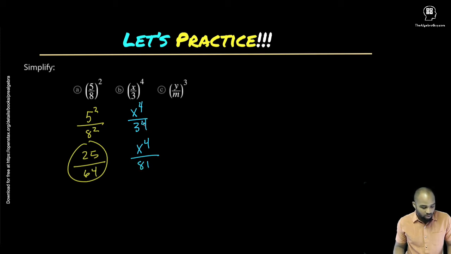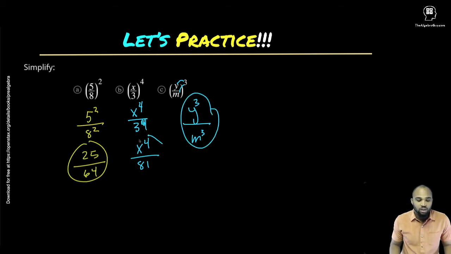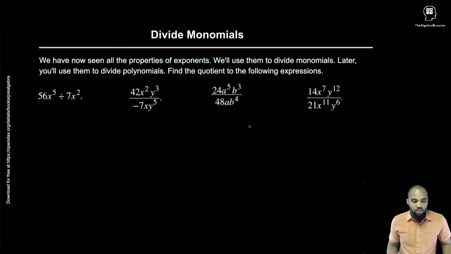I know that looks like a 34. I should have made it a little bit smaller. So 3 to the little bitty 4. Okay. y to the 3rd power, because the 3rd goes to the y and it goes to this m. And voila. Those are our answers. All right, so we've now seen all the properties of exponents.